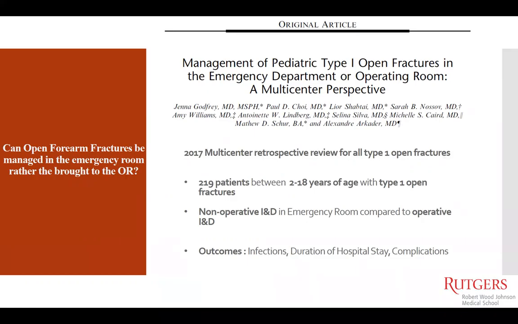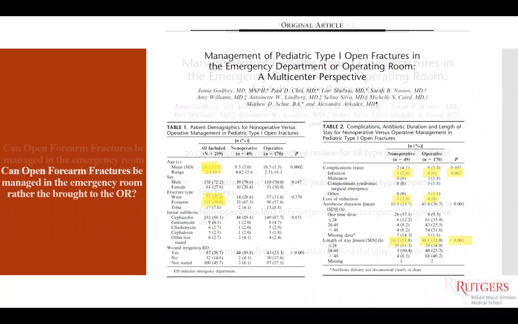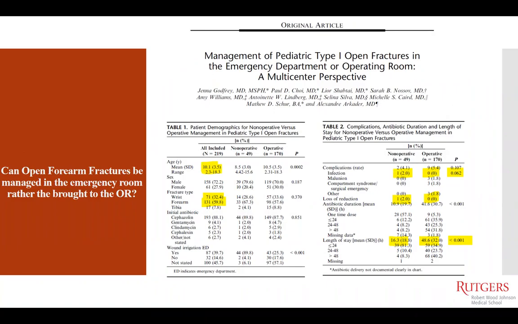Overall, there was a similar infection risk, approximately 2% in the literature, which was also found here. The non-op patients had a shorter length of stay, 9 hours compared to 16 hours for operative. Generally, complications were increased in operative patients, with 3 surgical emergencies: compartment syndrome and acute carpal tunnel. It wasn't statistically significant, and that could have been related to the sample size.